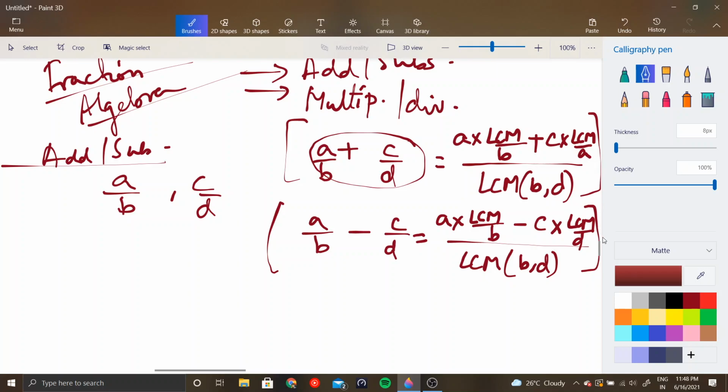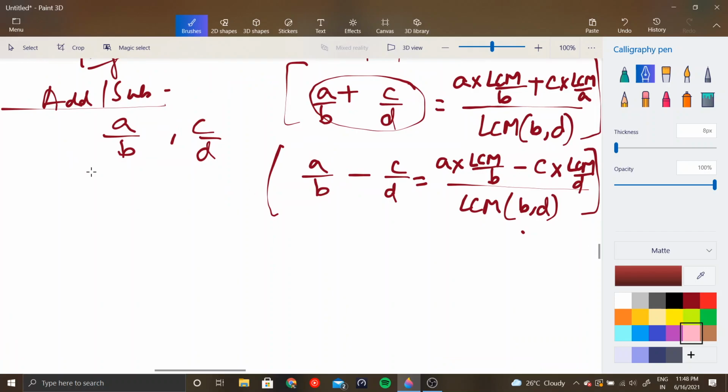Okay. Let me take this example. So suppose you have 5 by 7 and you have 1 by 4. These are the two fractions. Now they said to subtract this fraction. How do you do it? See, firstly, 4 by 3 is not the answer. 5 minus 1, 7 minus 4, this is not the answer. This is wrong, sorry. This is wrong, right? So what is the correct approach?